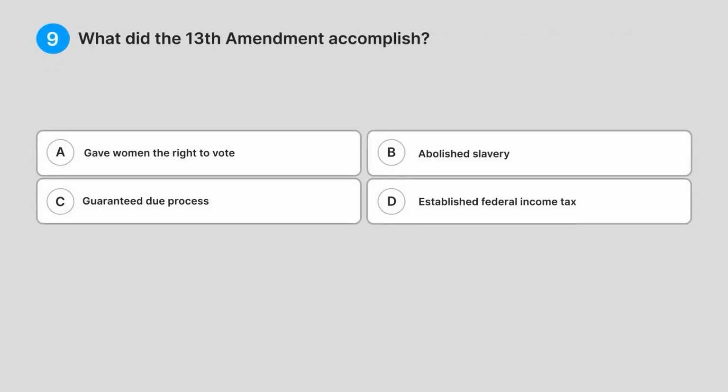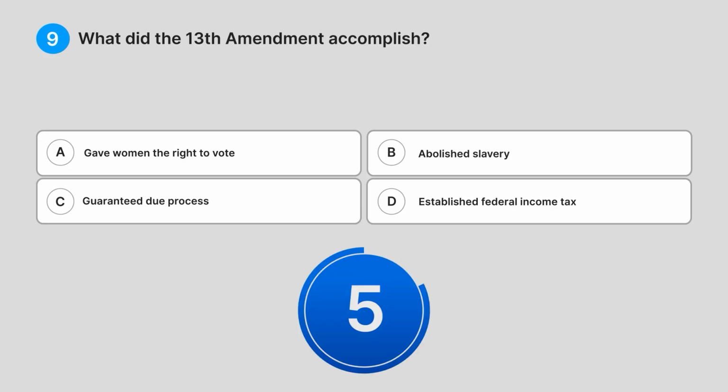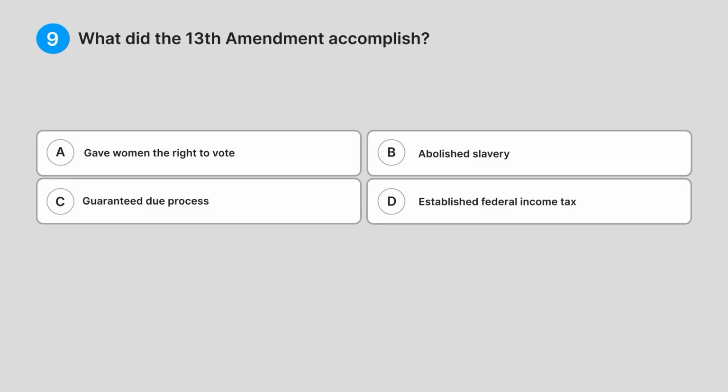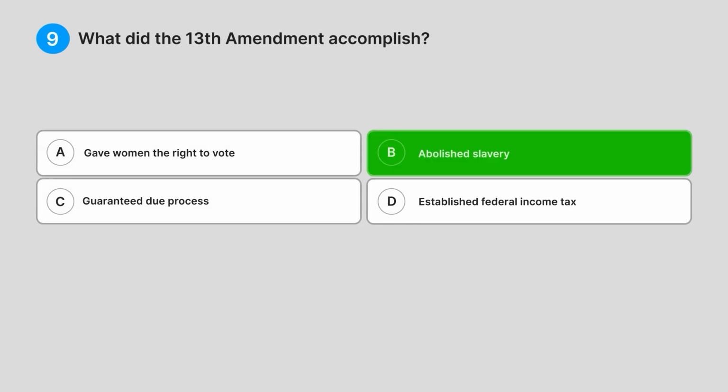9. What did the 13th Amendment accomplish? A. Gave women the right to vote. B. Abolished slavery. C. Guaranteed due process. D. Established federal income tax. Can you guess the answer? Correct answer, B. Abolished slavery.